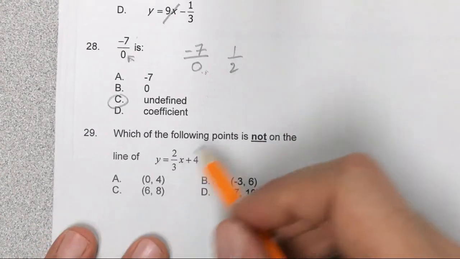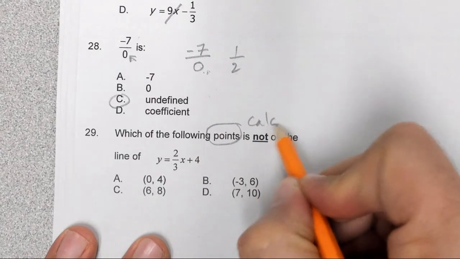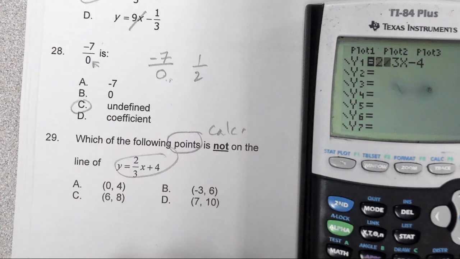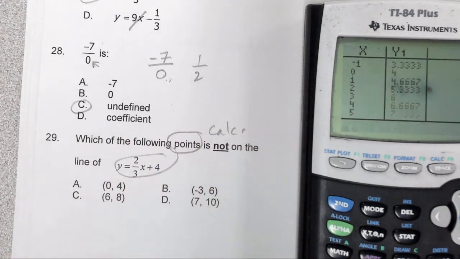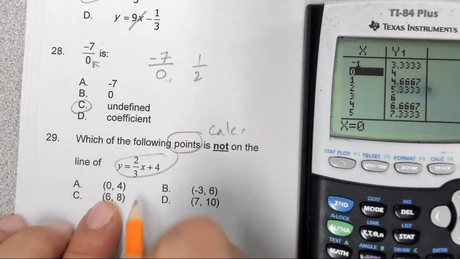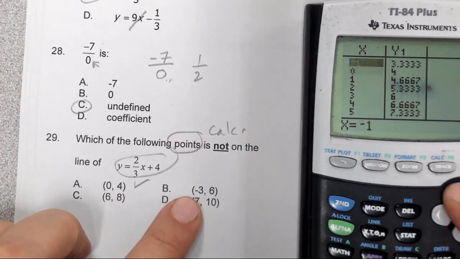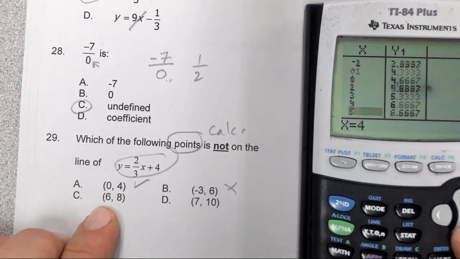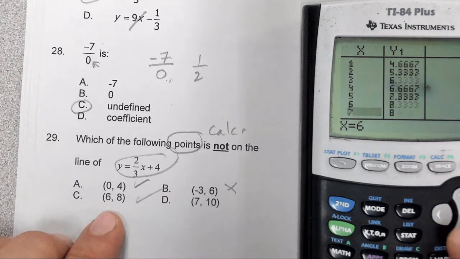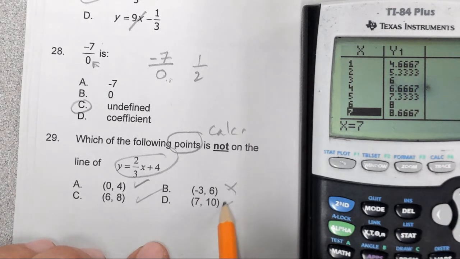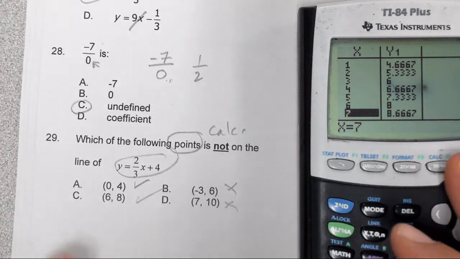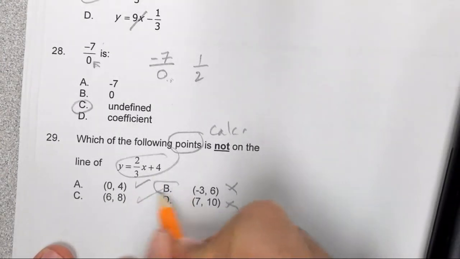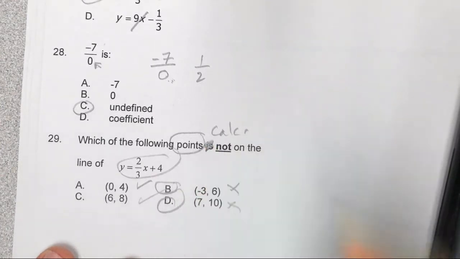Which one is not? Again, whenever they say points, you're going to think calculator. So y equals 2/3 x plus 4. Alright, 0, 4, that is there. -3, 6, that is not there. 6, 8. That is there. 7, 10. That is not there. Which of the following points is not on that line? Let's see if I did it correctly. I did. And the answer is B and D. They're both not there. That should be 'are', not 'is'.